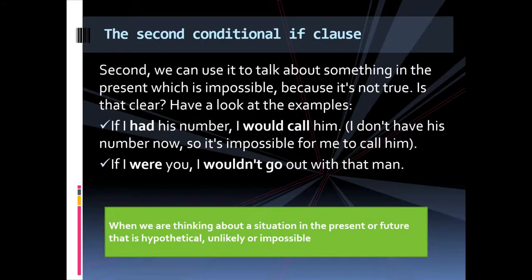Another example, if I were you, I wouldn't go out with that man. You cannot be that person, right? If I were you. So it is impossible, right, to think. So that time we are going to use this condition.